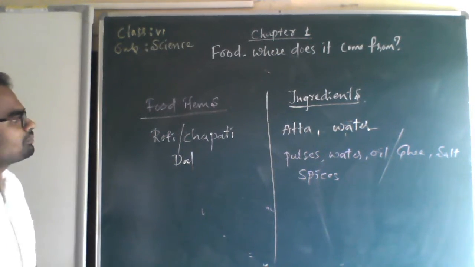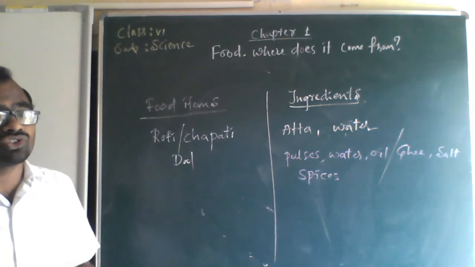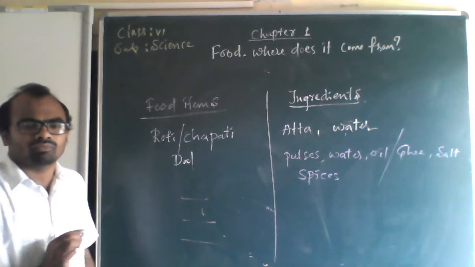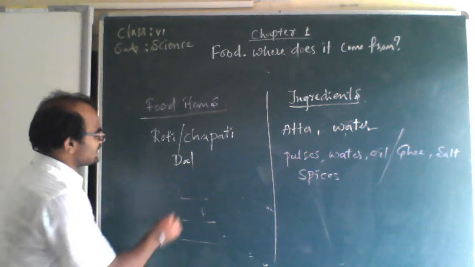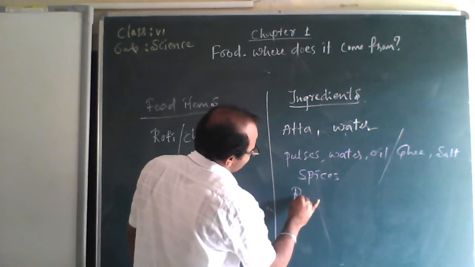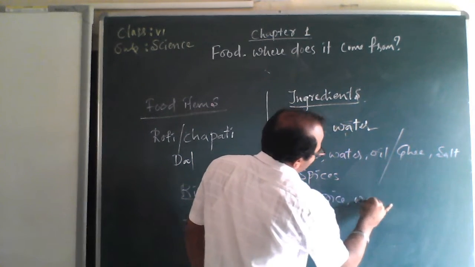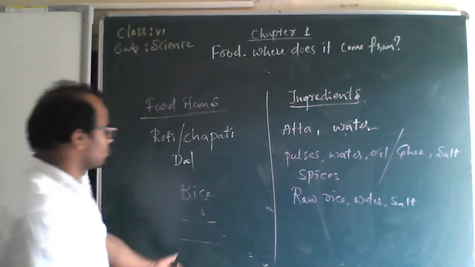Okay. Then roti chapati is over, dal is over. Now it is 2. Here you have to prepare another 3 at least. Okay, so make it at least 5. Roti chapati is there. You can write rice here. I will write one. That is very easy. Rice. For that we need raw rice, water, and salt. Okay. Any two you write here.